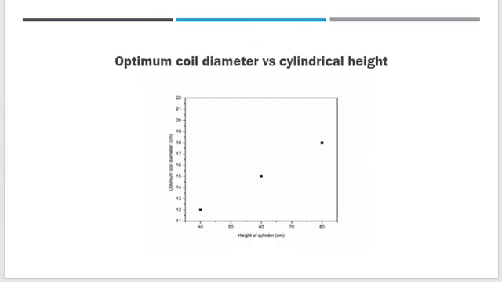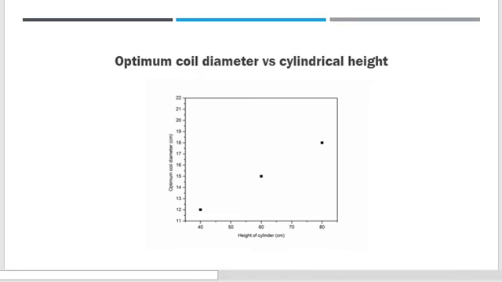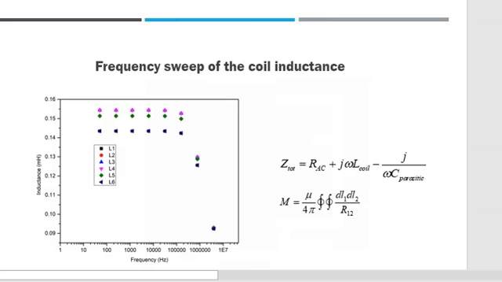A linear dependency is observed between the coil diameter and the height of the cylindrical reactor, as evident from the chart. Frequency-dependent characteristics of the coil inductive value are also observed as the frequency reaches 700 kHz, caused by the parasitic capacitance effect, which adds a negative component and reduces the overall net reactance value.